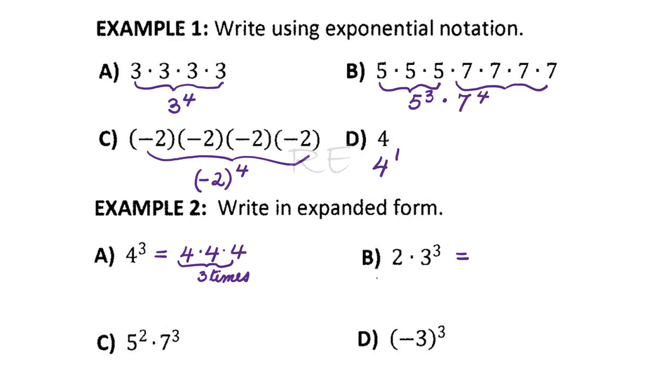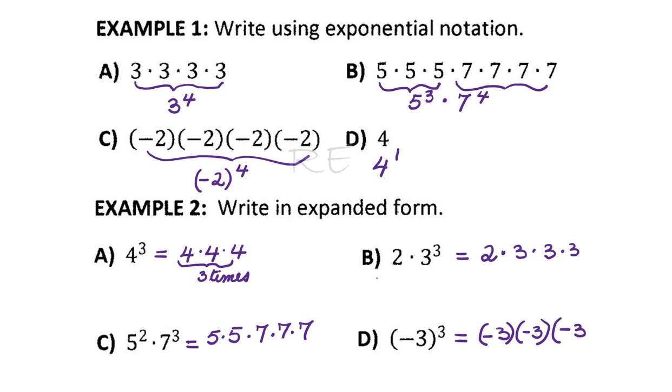2 times 3 to the 3rd is 2 times 3 times 3 times 3. So it's 2 times 3 multiplied by itself 3 times. 5 to the 2nd times 7 to the 3rd is 5 times 5 in expanded form times 7 times 7 times 7. -3 in parentheses to the 3rd is -3 between parentheses times itself 3 times.